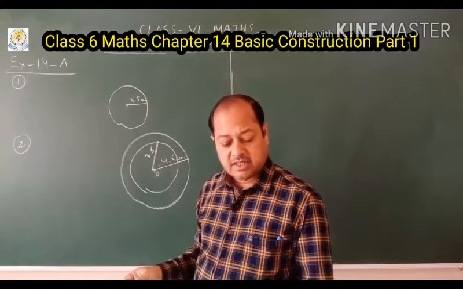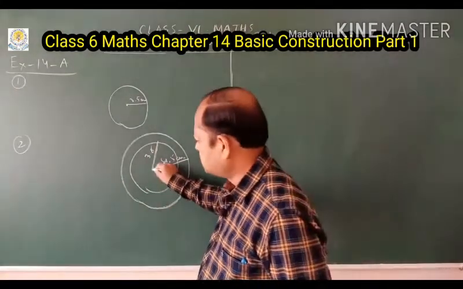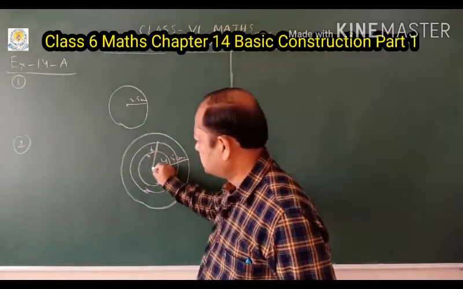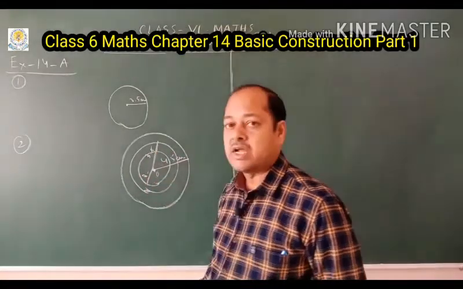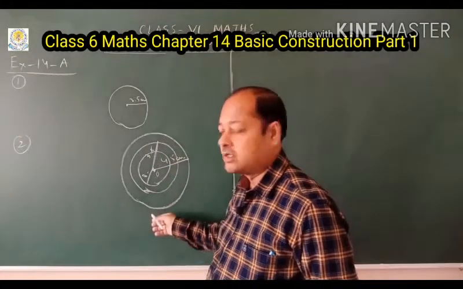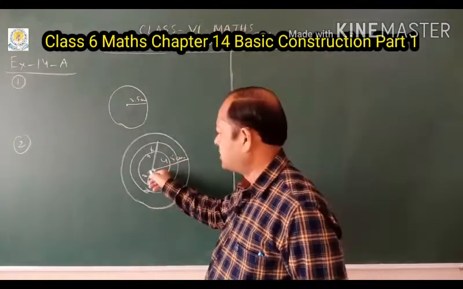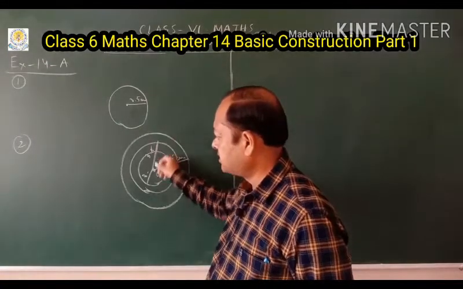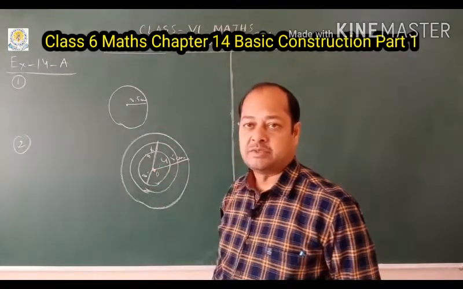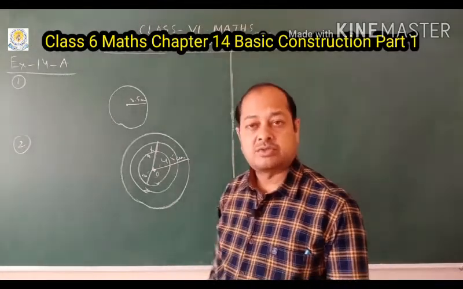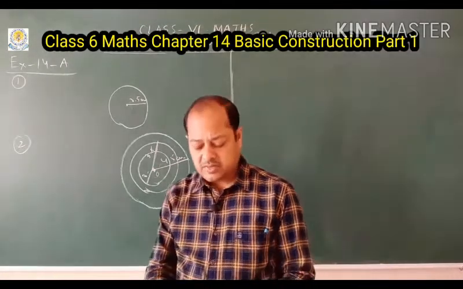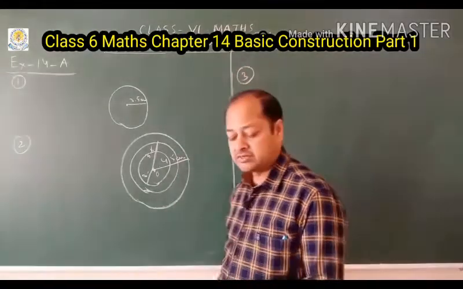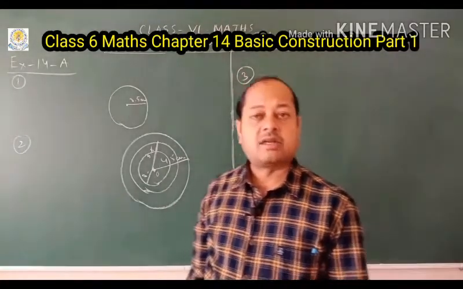Now another circle is given, 3 centimeter. Using the same center we can draw another circle of 3 centimeter. So we have drawn 3 circles using the same center. The first one is 4.5 centimeter, the next one is 3.8 centimeter, and the other one is 3 centimeter. Okay, so question number 2 is solved. Now question number 3. Draw a circle of any radius.